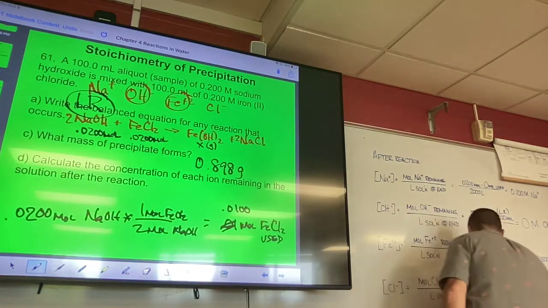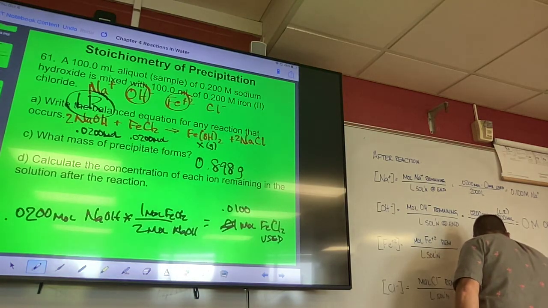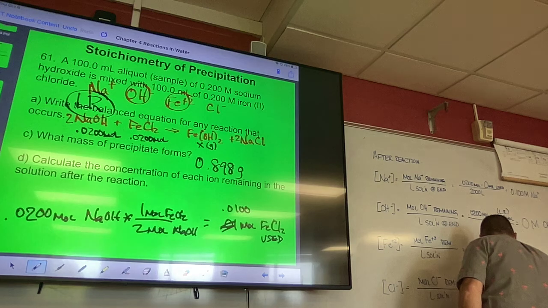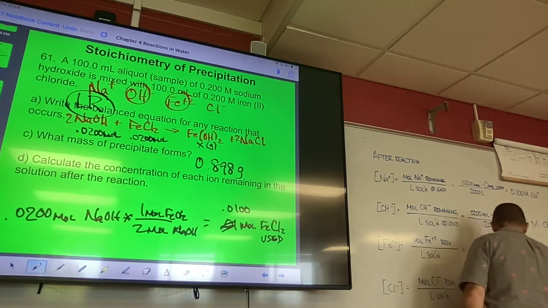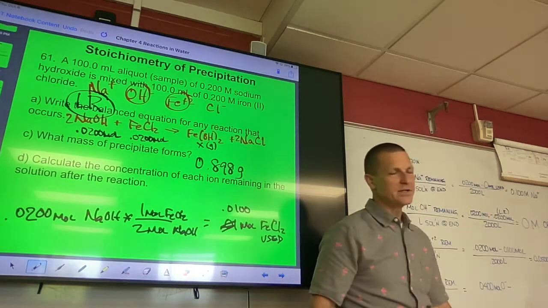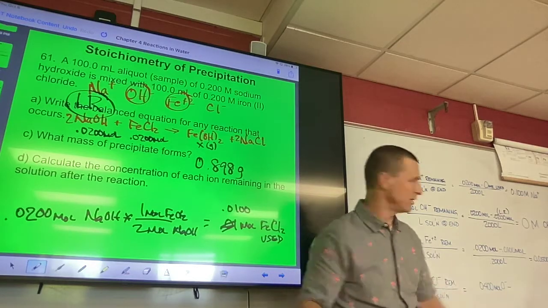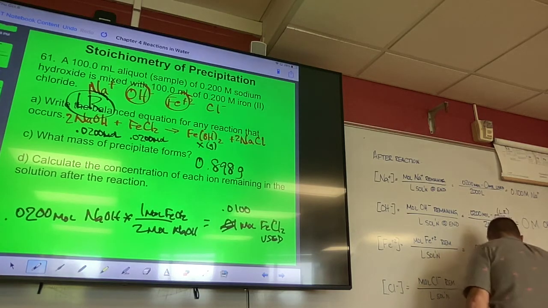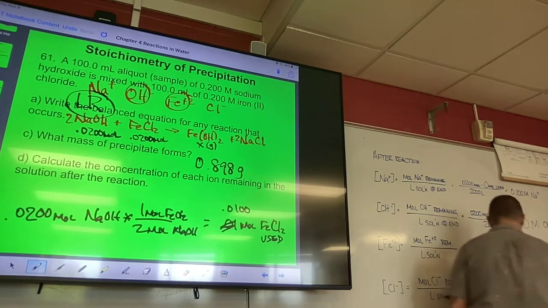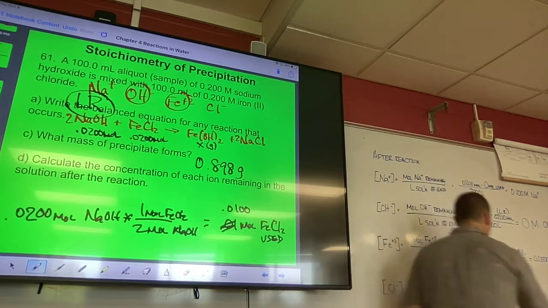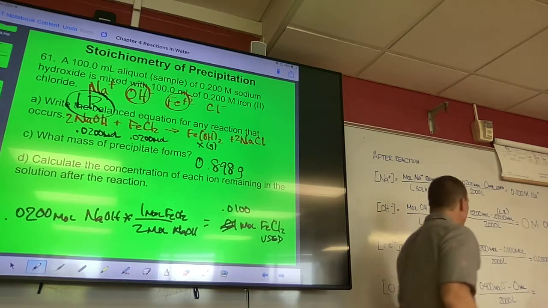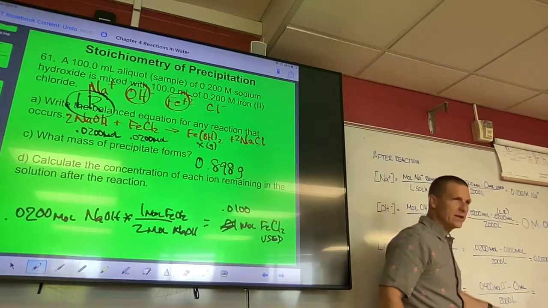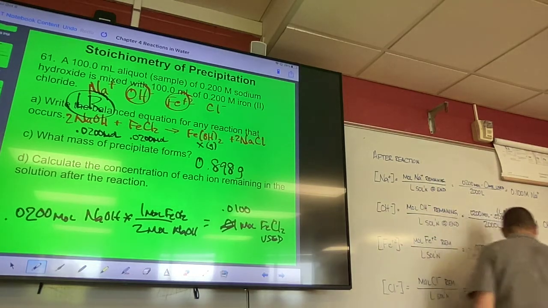So that's my numerator: I've got 0.04 moles to start with, minus however much got used, which is 0, it's a spectator. And that's it, then divided by the volume. This one is 0.04 divided by 0.2, which is 0.2 molarity.